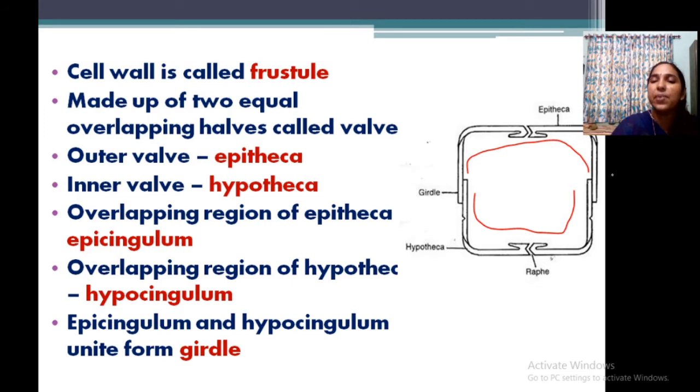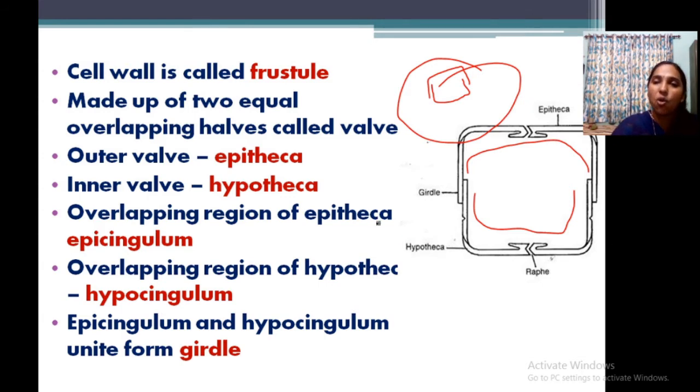The outer wall is epitheca. Epi means top. Hypo means below. So the outer valve is epitheca and the inner valve is hypotheca. Understood? So it appears like this. This is our hypotheca and this is our epitheca. So this is the cell with the epitheca and a hypotheca. Understood? So epitheca and hypotheca are the important parts and they are known as valves.